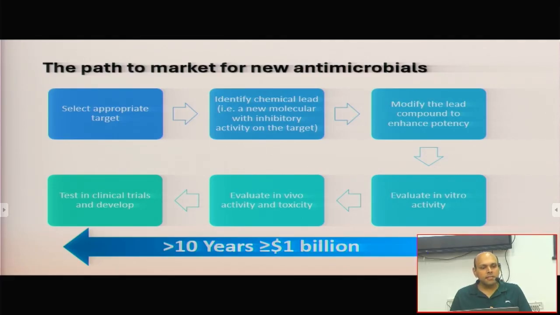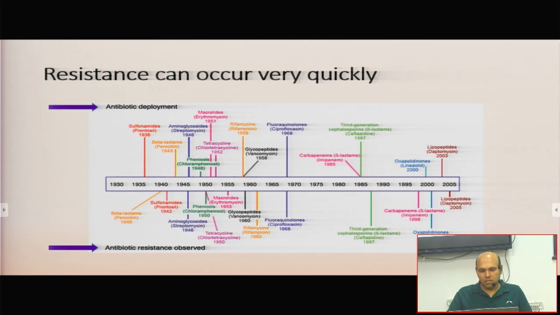And then lastly, take that forward into clinical trials, phase one, phase two, phase three. Hopefully, it will pass those trials and the drug will be in the market after that. So, it is a very long, tedious process. And you can appreciate that it will take more than 10 years and up to $1 billion in order to accomplish that process.